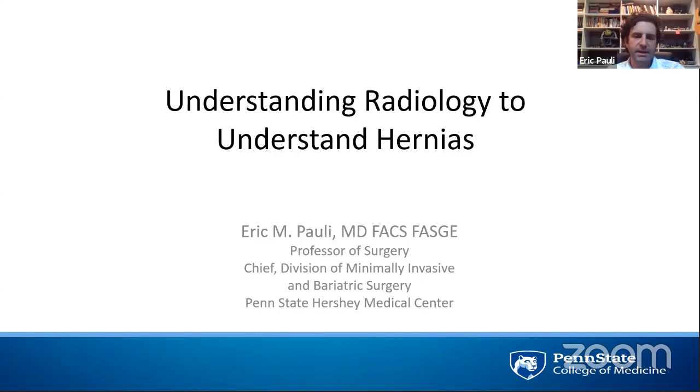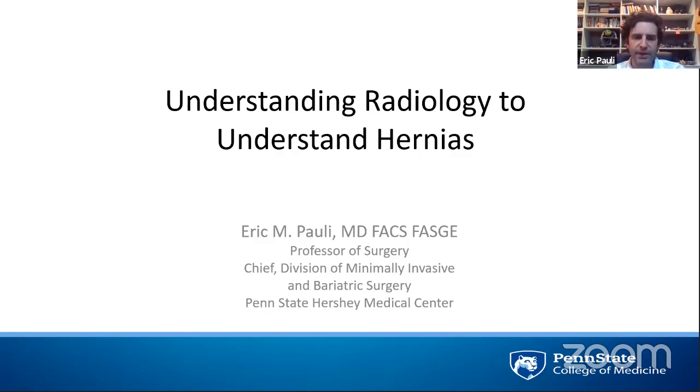I'm going to try and put together some of the concepts that both Dr. Yuza and Dr. Horn were speaking about in terms of imaging modalities, normal anatomy, and then how we put those things together to really understand what the hernias look like.